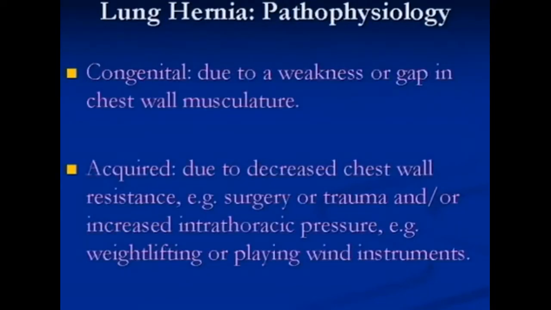Pathophysiology is due to one of a couple of things. In the congenital stage, it is due to a weakness in the chest wall musculature. In the acquired stage, it is due to two things, one or both, usually both. Diminished chest wall resistance, meaning that the patient had a piece of chest taken out, there was trauma, there was surgery, whatever, and increased intrathoracic pressure. He's a weightlifter, he's playing musical instruments, he's doing a lot of coughing, things like that.